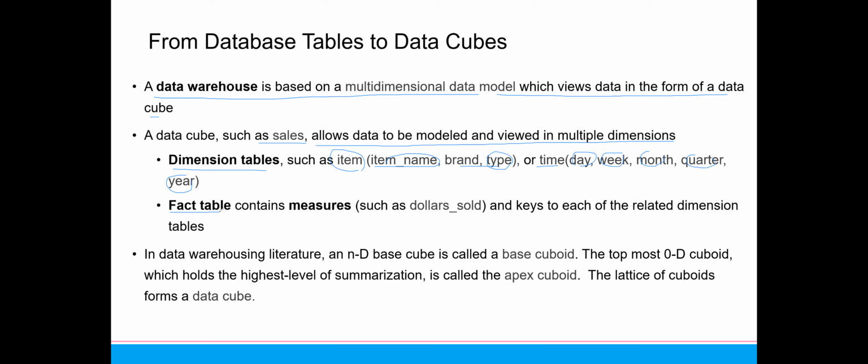We can have the fact table. It is about the measures, such as the dollars sold and keys to each of the related dimensions. In the data warehousing literature, we have the n-D base cube, or we call this a base cuboid. The topmost 0-D cuboid, which holds the highest level of summarization, is called the apex cuboid. The lattice of cuboids forms a data cube.